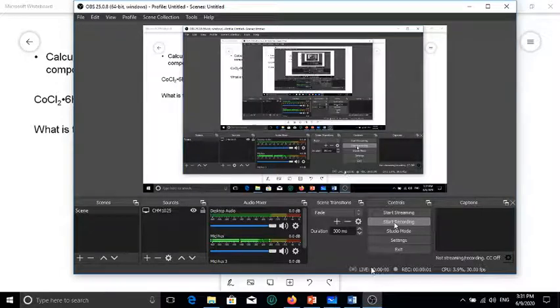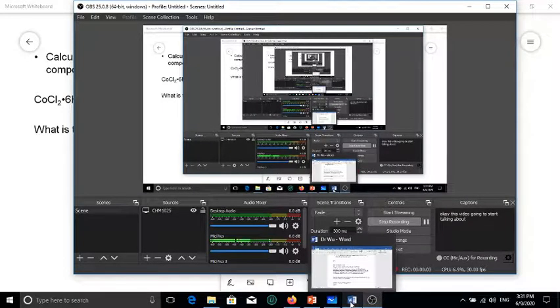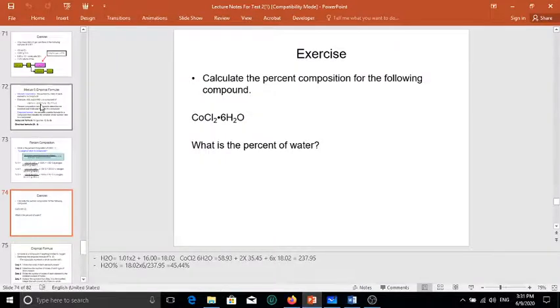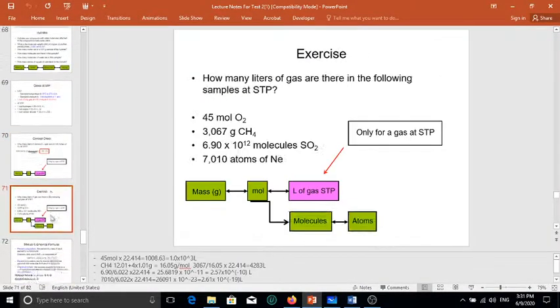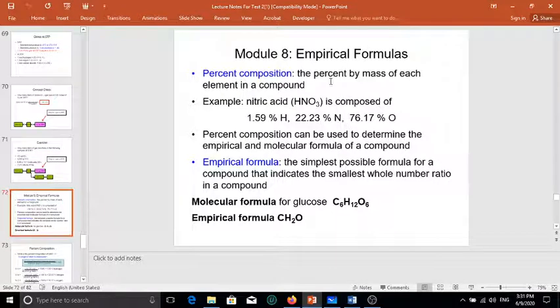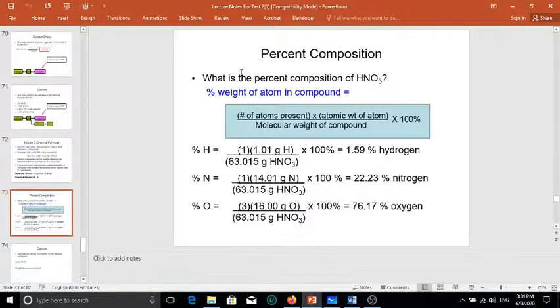Okay, in this video, I'm going to start talking about Module 8, which is the empirical formula. In this video, we're going to try to cover two things. One is what is the empirical formula, obviously, and second of all, what is the percentage composition? And you might be wondering why are these two topics even related, right? But we'll explain that later, okay?